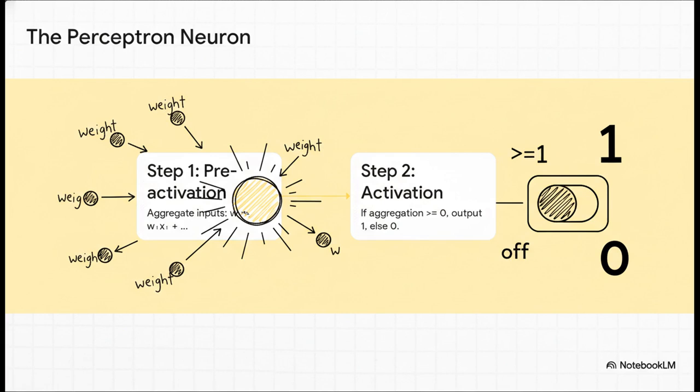The original perceptron neuron is beautifully simple. First, you've got this step called pre-activation, where it just adds up all its inputs, each with its own little weight. Super simple. Then the activation step makes a hard call. If that sum is positive, bam, it fires a 1. If not, it fires a 0. It's basically just a digital on-off switch.